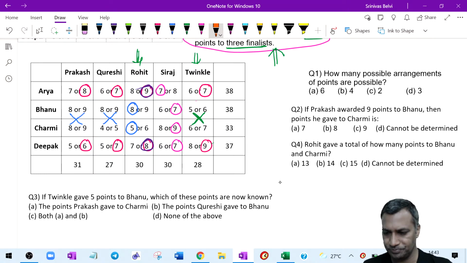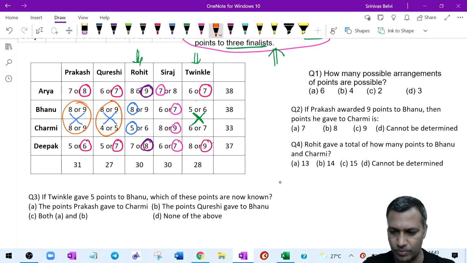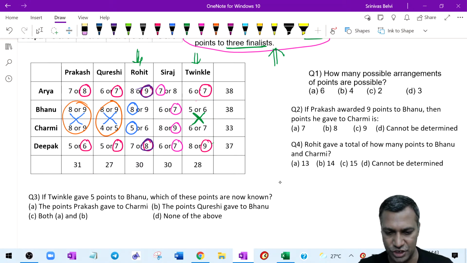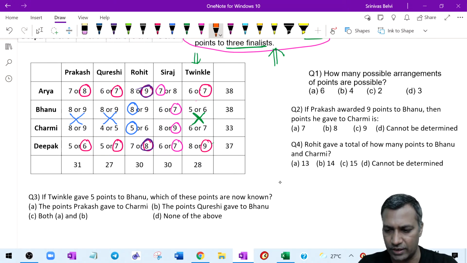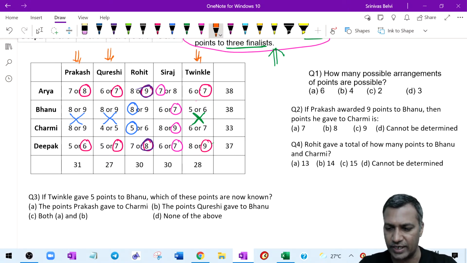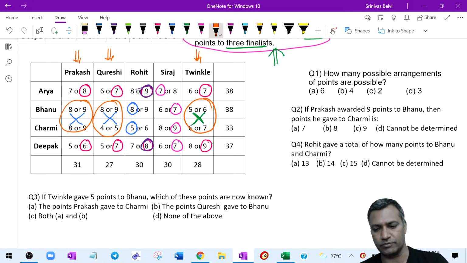Let's say, how many possible arrangements are there only because of this? This is a problem, because of this only I'm going to get different arrangements. Now listen to me. Let me go to any one of them. Say, for example, let me go to Twinkle. You may say no, I will go to Prakash, or I will go to Qureshi. Any of these three is fine, because the problem is because of these three folks.